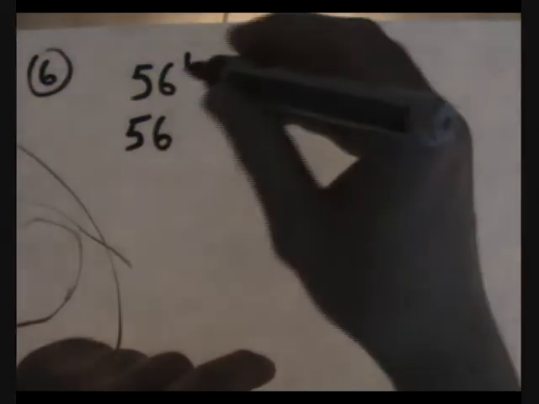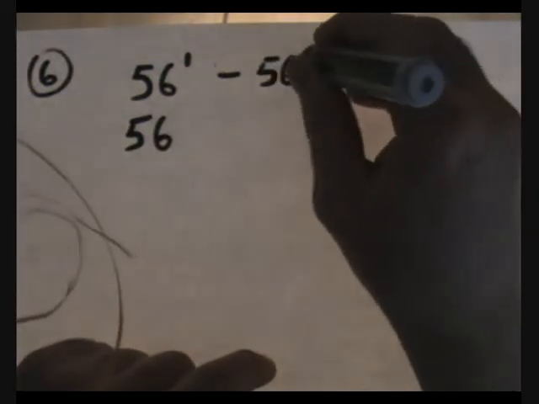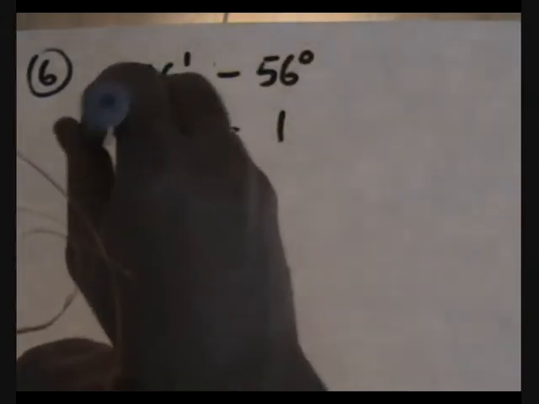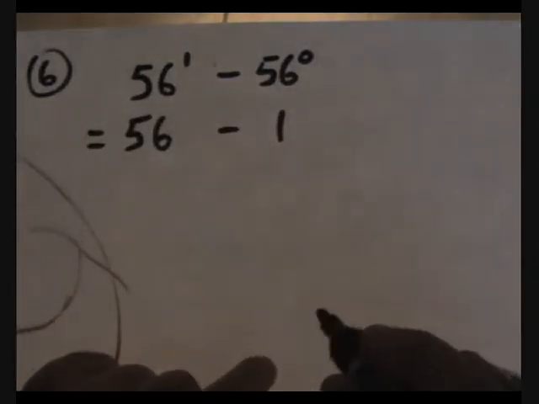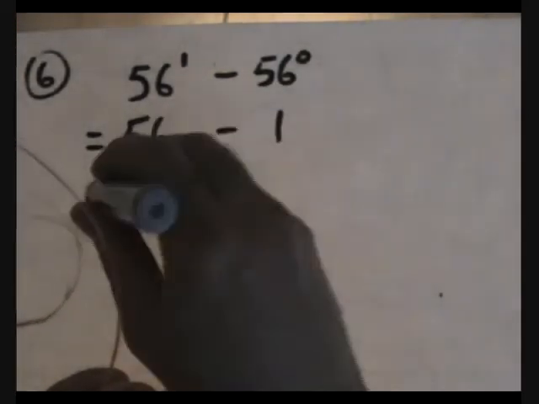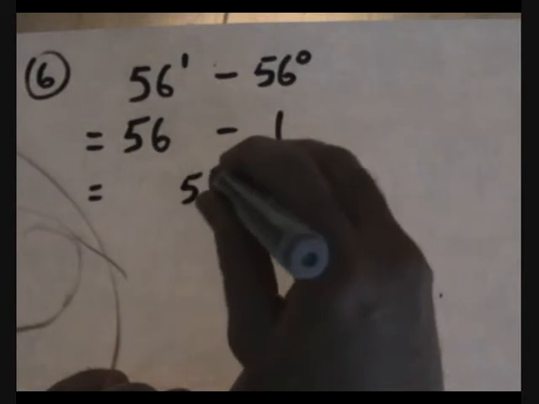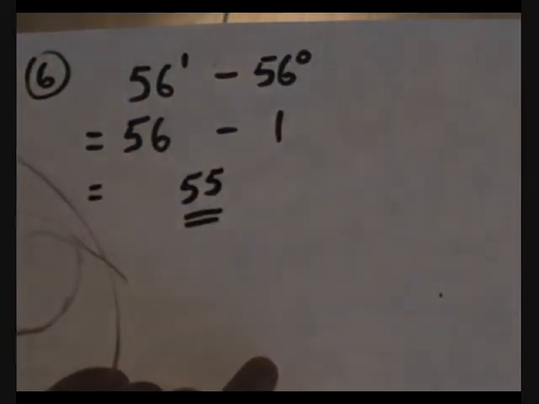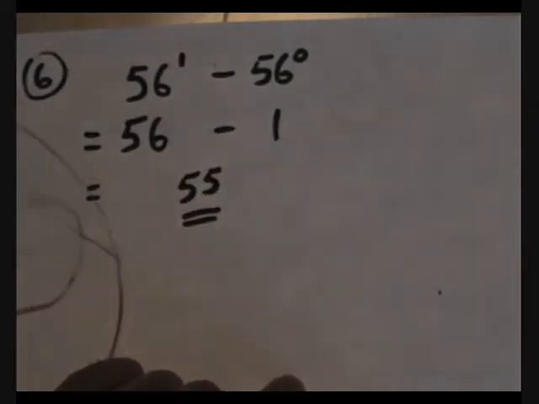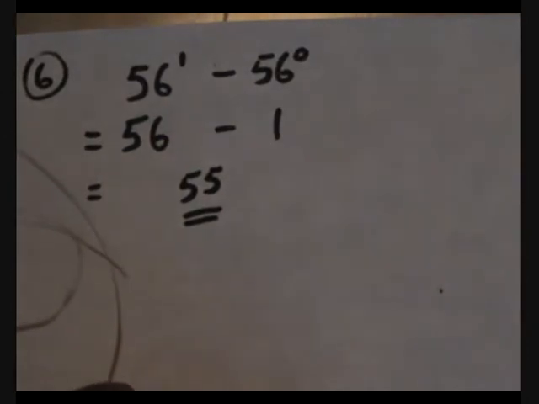Okay, question 6. Work out 56 to the power of 1 minus 56 to the power of 0. Anything to the power of 1 just means the number itself. And anything to the power of 0 just means 1. So 56 to the power of 1 minus 56 to the power of 0 is 56 minus 1, which is 55. And well, the sort of mistake you might make, you might think that you had to subtract the powers, but that's only when you're dividing two powers of the same thing.